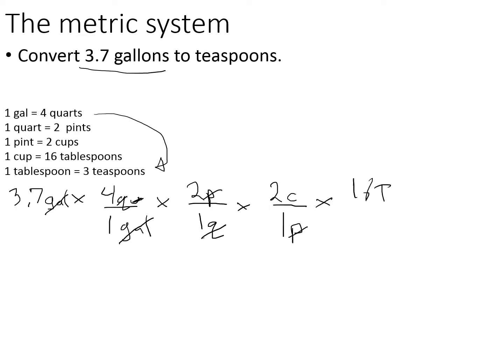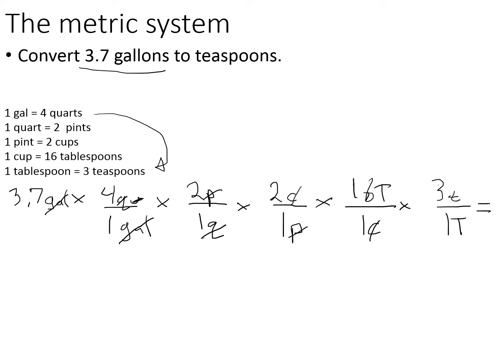16 tablespoons. That's a very ugly 6. 16 tablespoons divided by 1 cup. So then the cups cancel out, and then 2 times 16, and then teaspoons. Lastly, we're almost done. 1 tablespoon times 3 equals 3 teaspoons. So there's going to be 3 teaspoons per 1 tablespoon, and that is going to equal something.